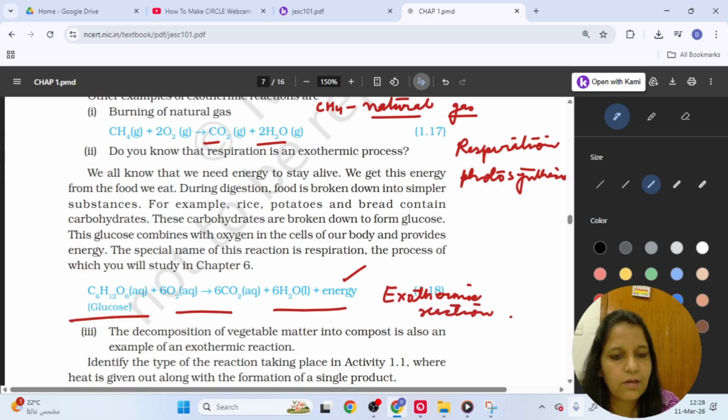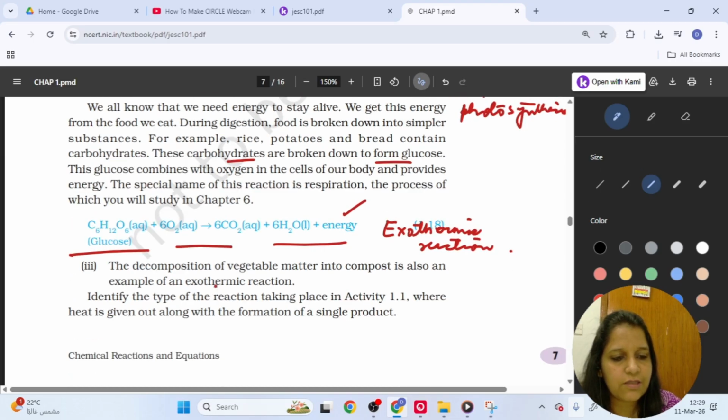And why is this an exothermic reaction? Because here the macromolecules are broken down to form their fundamental units. Like carbohydrates are broken down to form glucose, which when combined with oxygen in our body provides energy. So the energy is getting released.